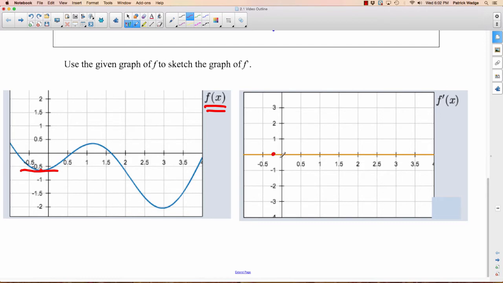Do you see any other points that are like that? Absolutely. This point right here has a horizontal tangent line. So the tangent line has a slope of 0. So at that point, which is about 1.25, again, it should be at 0. And there's one more right there. It has a tangent line with a slope of 0. So at 3, it should also be at 0. Okay, let's get rid of those for a second.